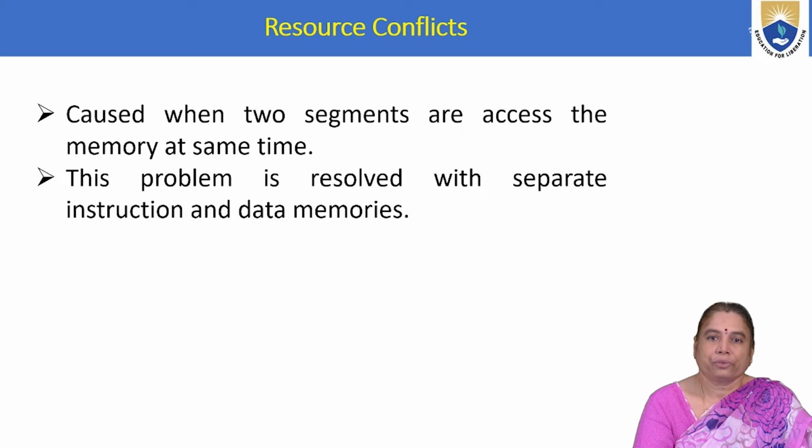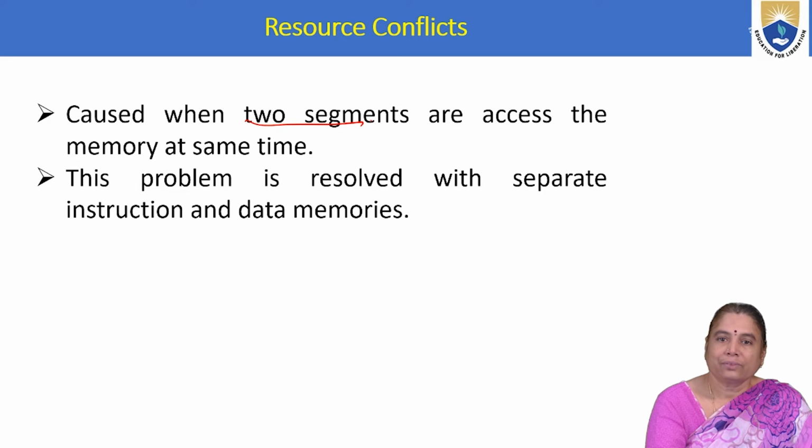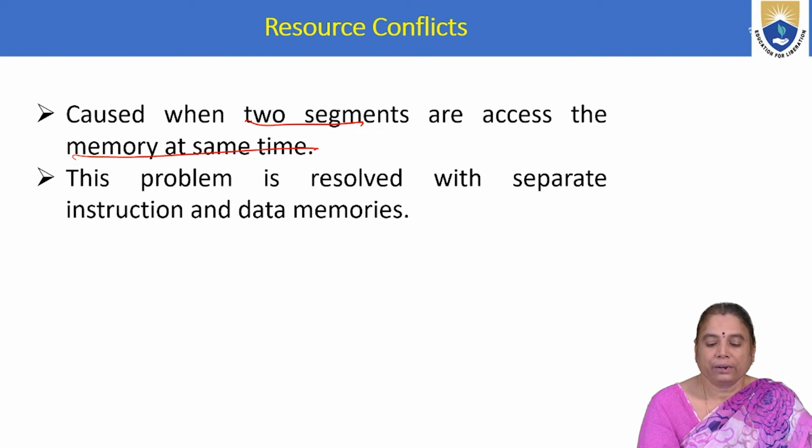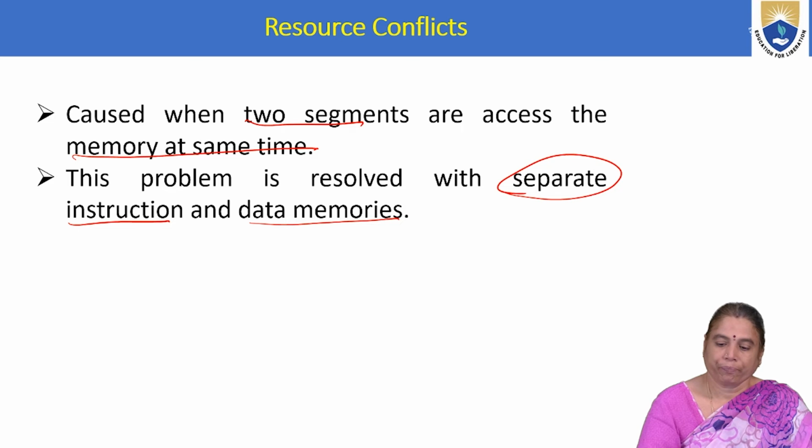What is the resource conflict? When operations or instructions reference the memory at the same time, these resource conflicts can arise. It is caused when 2 segments are accessing the memory at the same time. This problem can be overcome with the help of separate instruction and separate data memories.